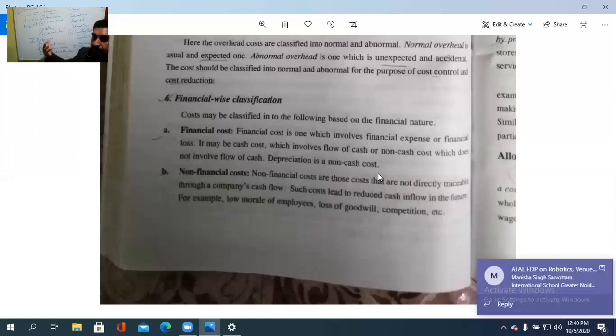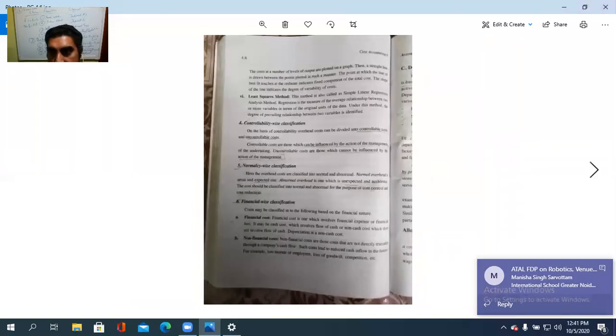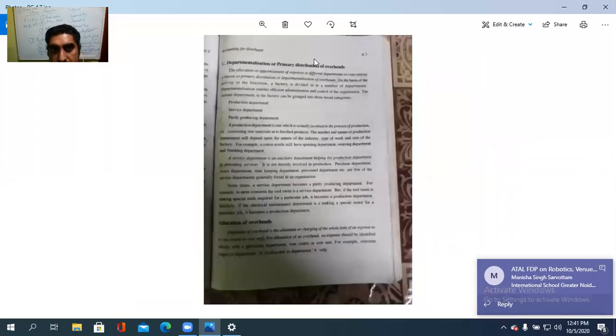The next step is absorption and allocation of overhead. So what is that? We need to check it. The C point. And third, one more is there: departmentalization or primary distribution of overhead.